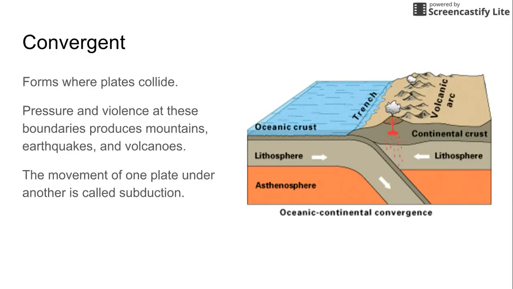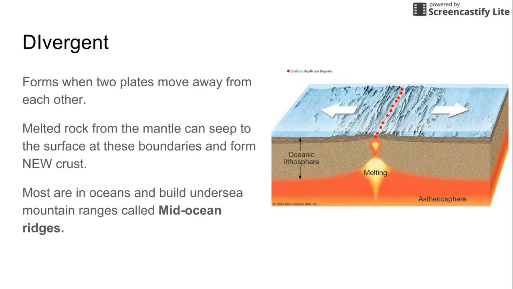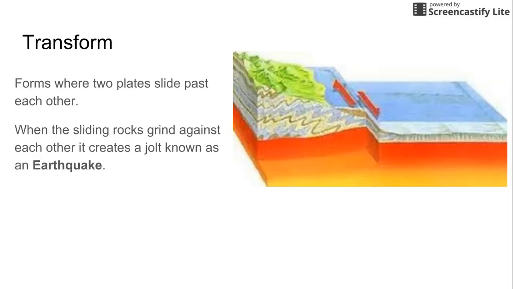The movement of one plate underneath another is called subduction and creates a subduction zone. You'll notice as this oceanic and continental crust collide, the oceanic, which is more dense, slides underneath the continental, creating subduction. At a divergent boundary, the 2 plates move away from each other. Melted rock from the mantle can seep to the surface at this boundary and form new crust. Most are in the oceans and build undersea mountain ranges called mid-ocean ridges.